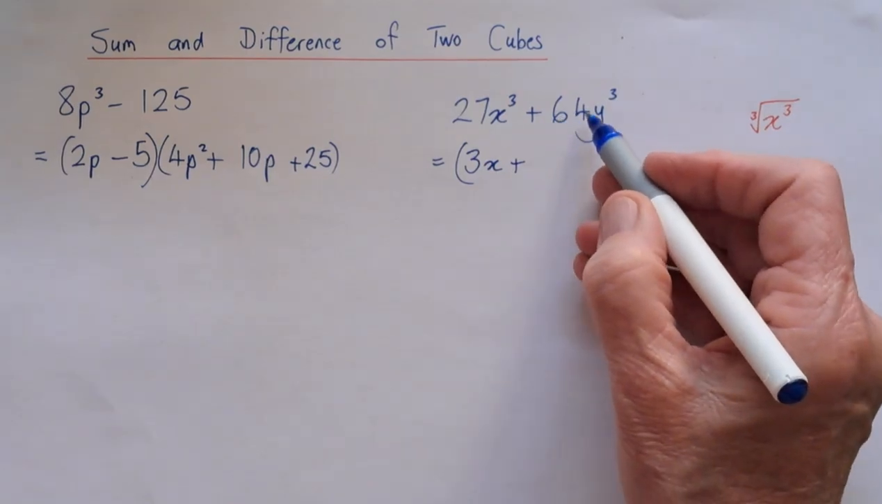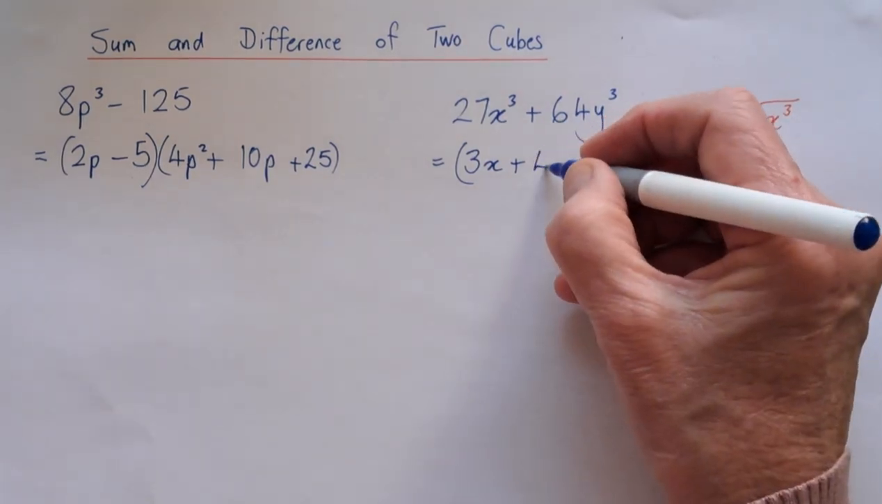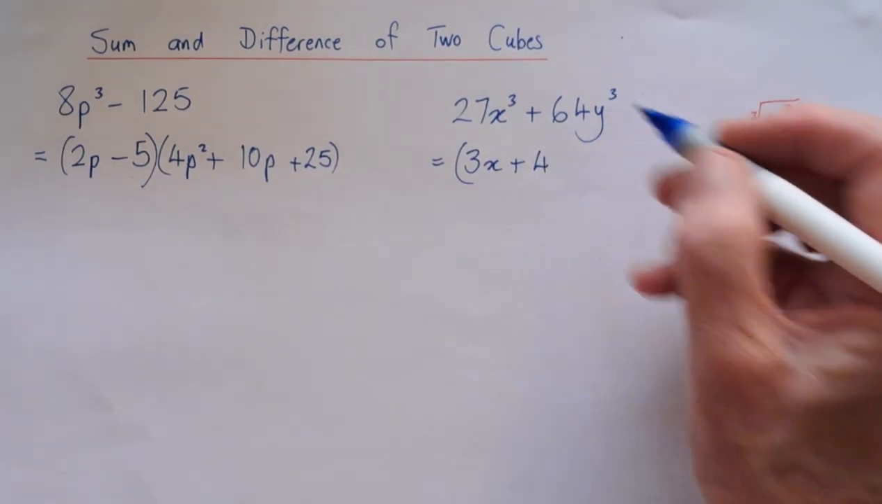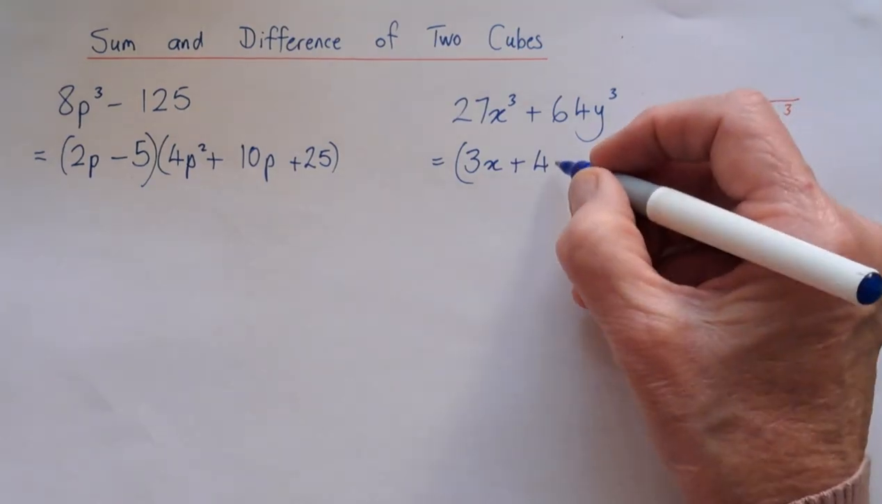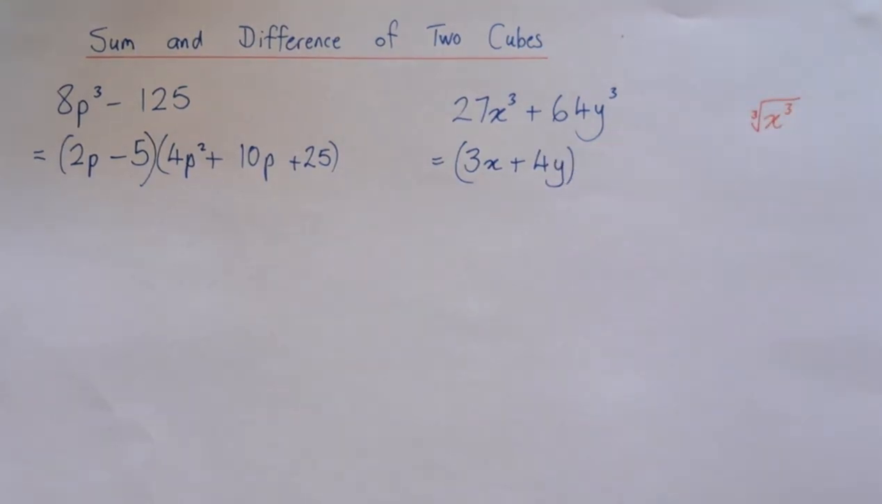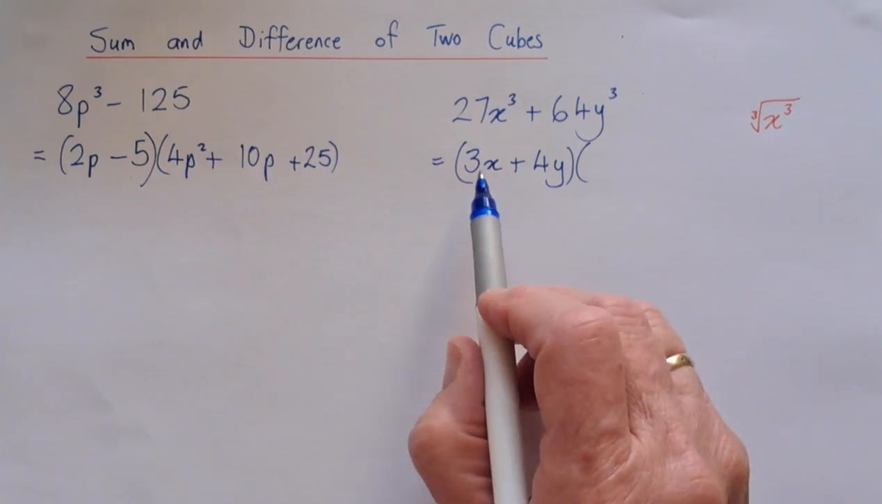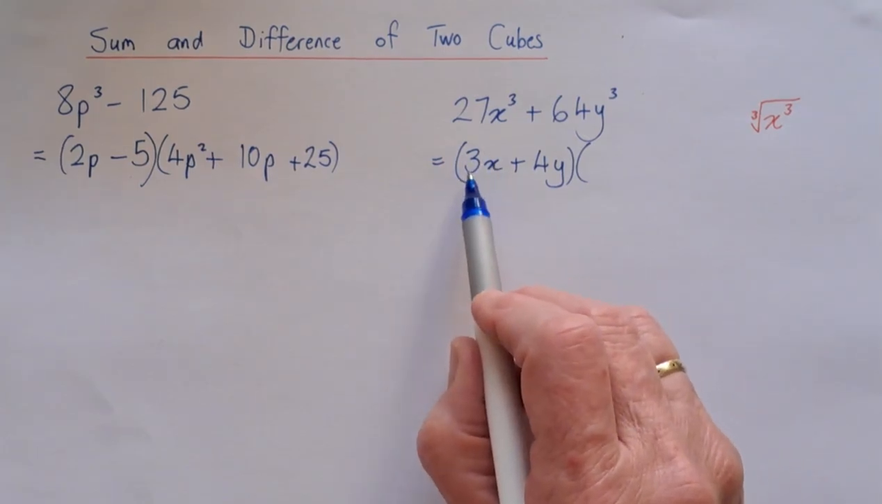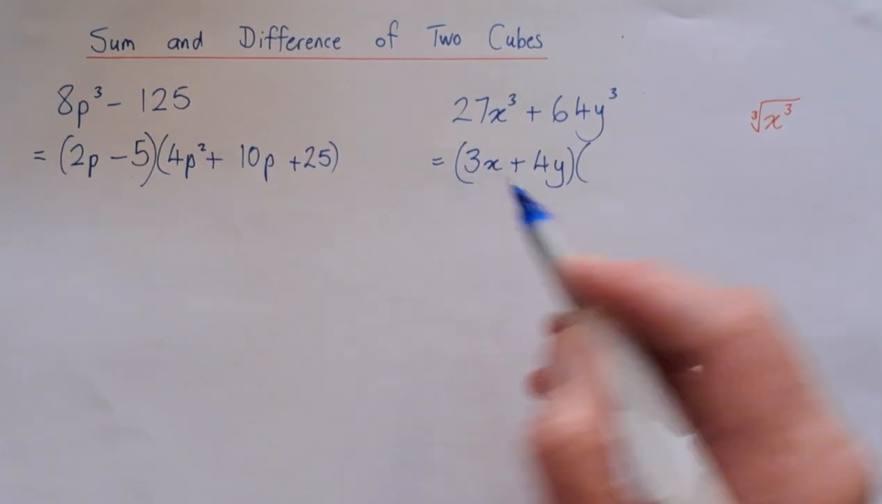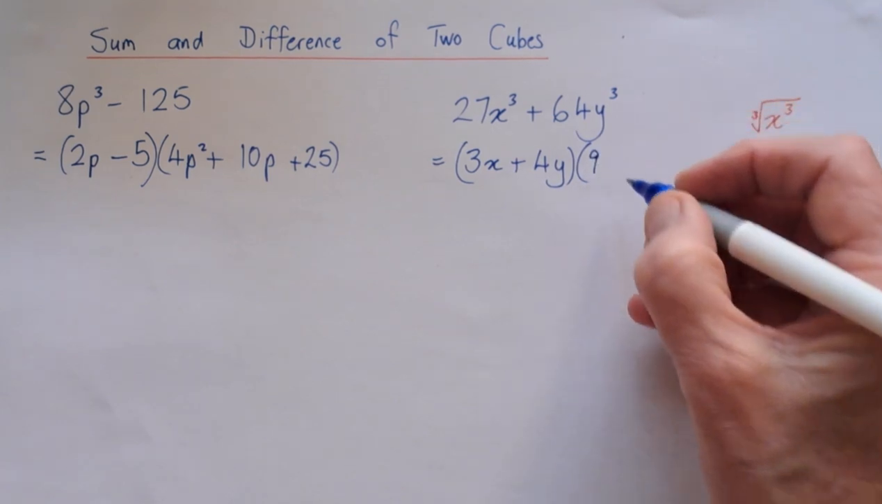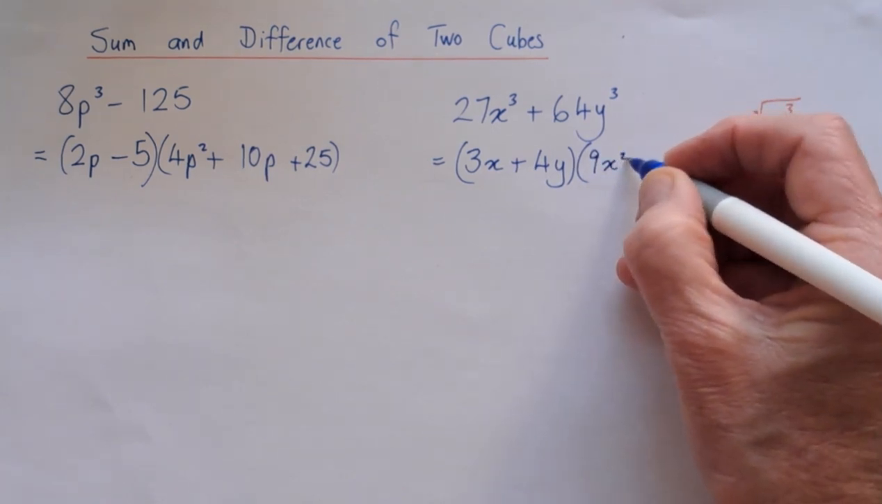The cube root of 64 is 4, and the cube root of y cubed, for exactly the same reason, is simply y. Right, let's look at our second bracket. I need to take this first term and square it. So 3 squared is 9, and x squared is x squared.